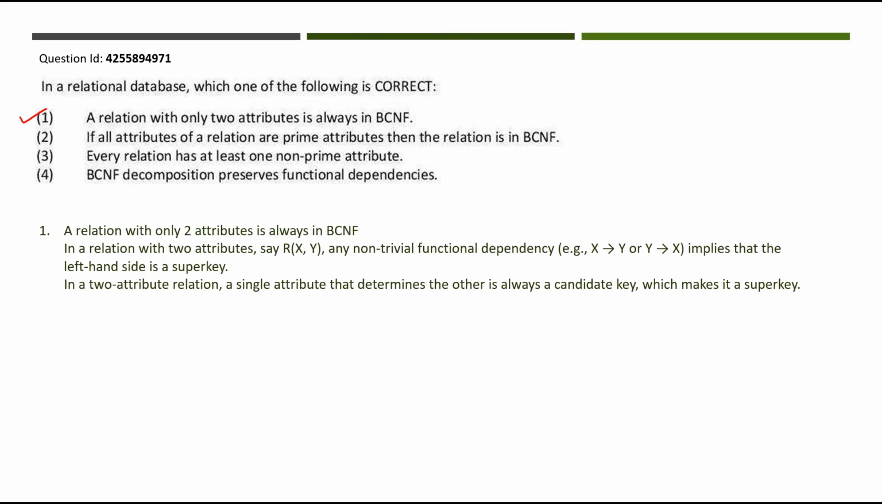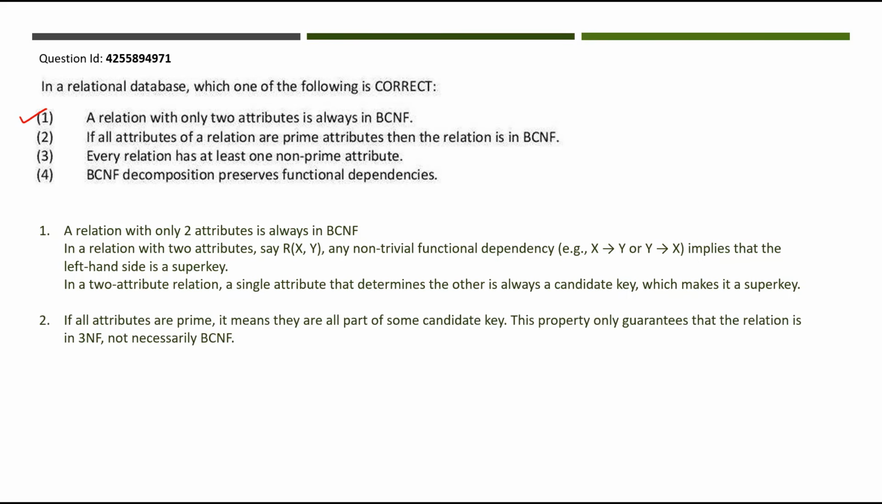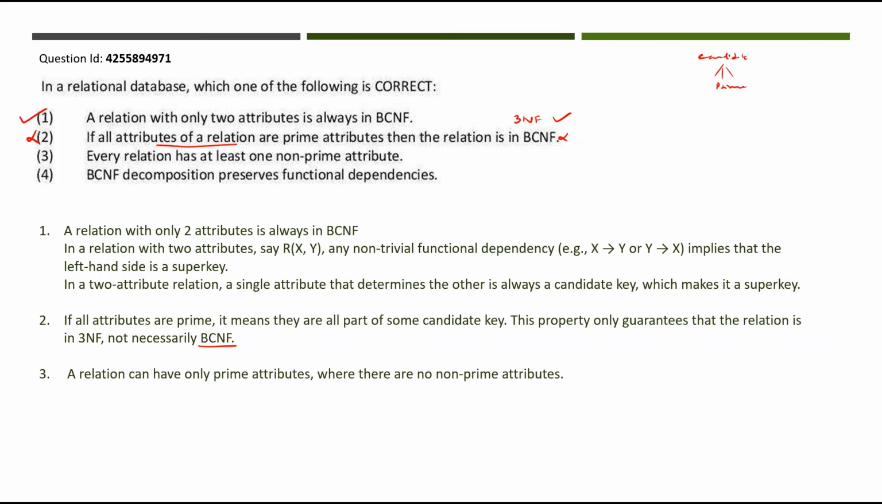If all attributes of a relation are prime attributes, then the relation is in BCNF. If all attributes are prime, it means they are all part of some candidate key. Whatever attributes are present in the candidate key are called prime attributes. This property only guarantees that the relation is in third normal form but not necessarily in Boyce-Codd normal form. So when you have such a statement here, it is true for 3NF and not for BCNF. So 2 is wrong.